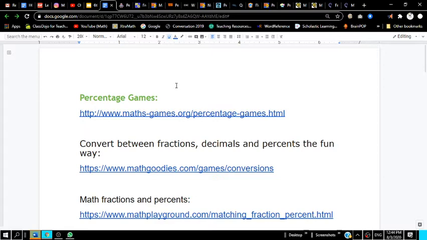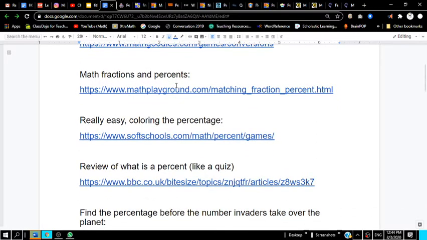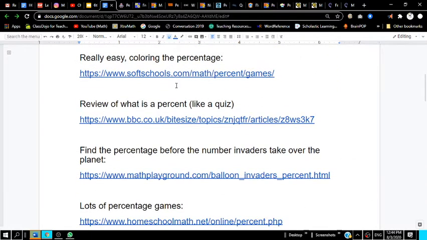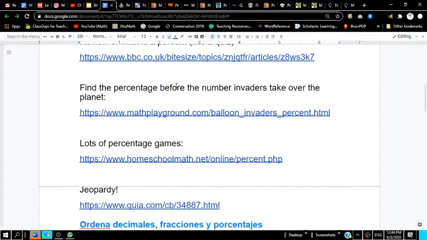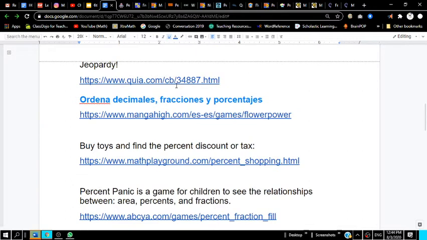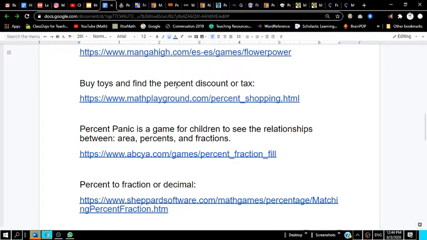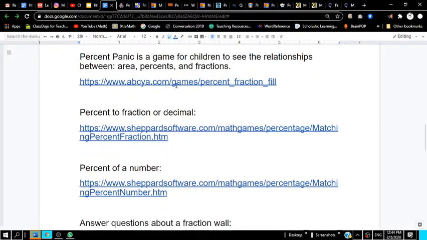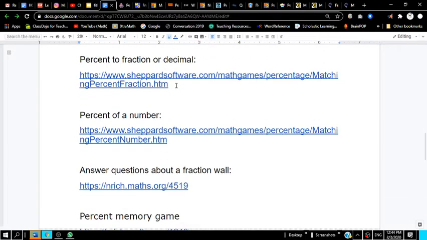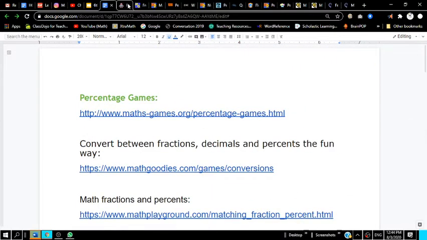Converting fractions, decimals, and percents, also understanding the concept of a percent, reviewing what percentages look like in different areas, finding the discounts or taxes, even finding the relationship between area, percents, and fractions, just finding the percentage of a number, comparing it to fractions, and then even just some fun little memory games. So let's take a look at some of these problems.